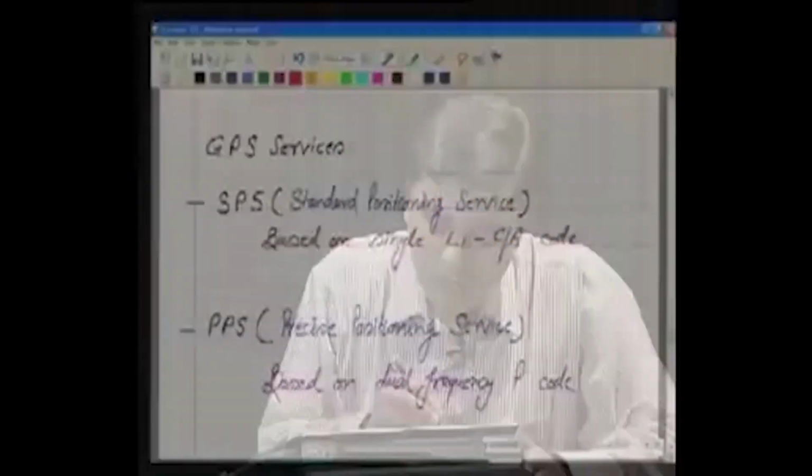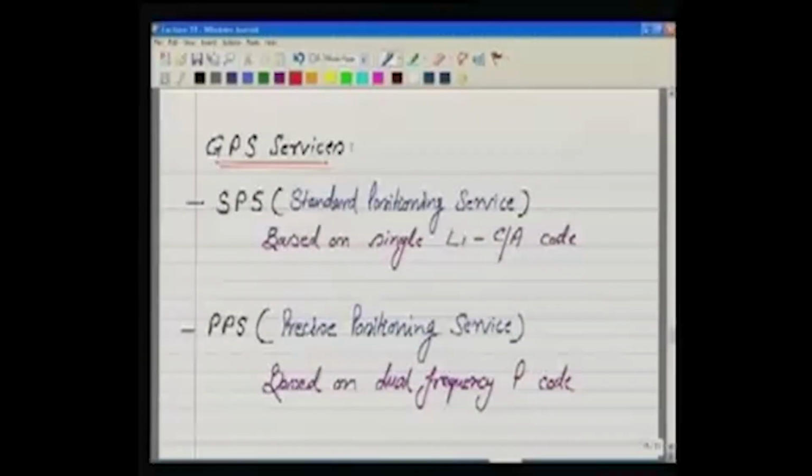Now we will talk about some services which are given by the GPS. What is the meaning of these services? Services means what kind of signal we are using for our positioning, and accordingly we name some services. So the GPS services, number 1, is SPS. SPS stands for Standard Positioning Service.